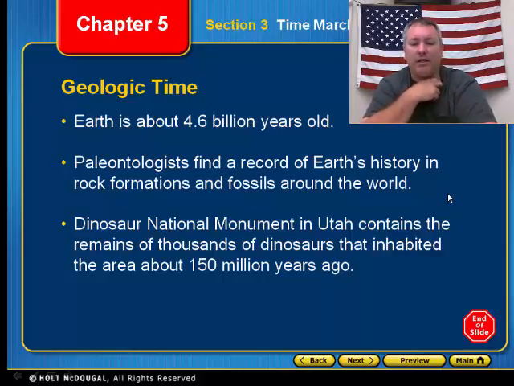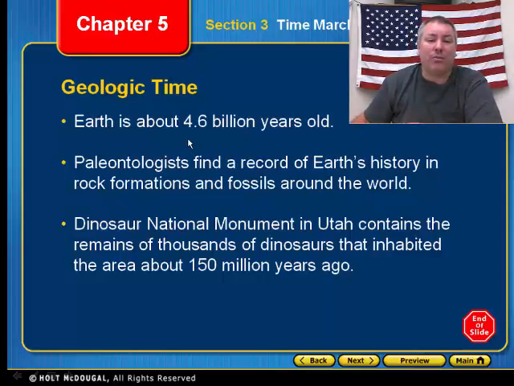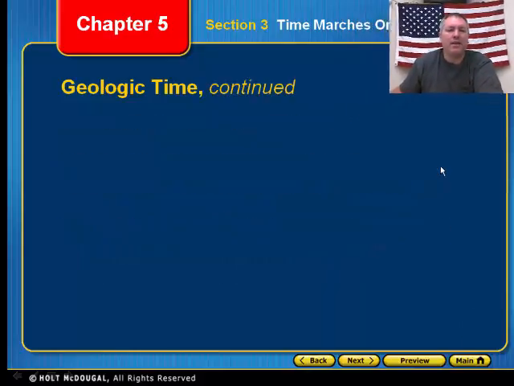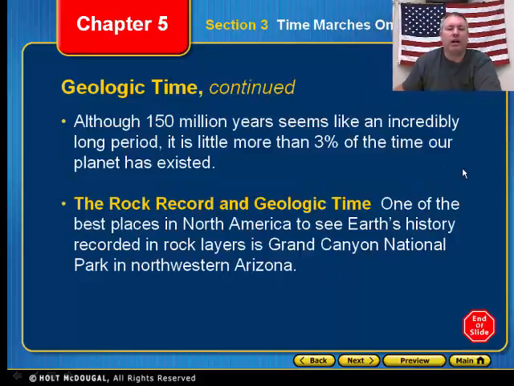Now, if we look at Dinosaur Monument in Utah, we can go to that place and find dinosaurs. That area was inhabited by dinosaurs 150 million years ago. Now, that seems like a long time. But in reality, when we talk about 4.6 billion years, 150 million years is about 3% of the Earth's history. It's not very much time between the 4.6 billion years. All right. See there, I was right. I told you it's only 3% of the time.